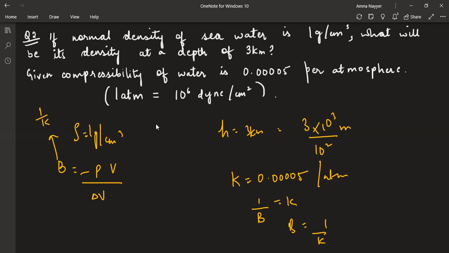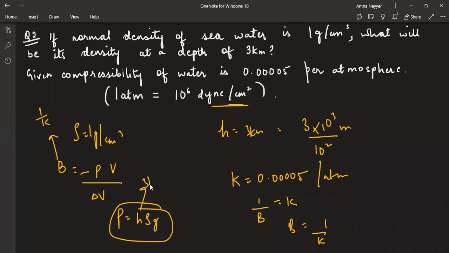And atmosphere is also given. You can also convert this into centimeters so that every unit is consistent. So normal density, we know, is 1 gram per centimeter cube. Same thing for pressure: you will use H rho G, same thing. It's just that everything will be in centimeters. Understood? See, P is equal to H rho G.